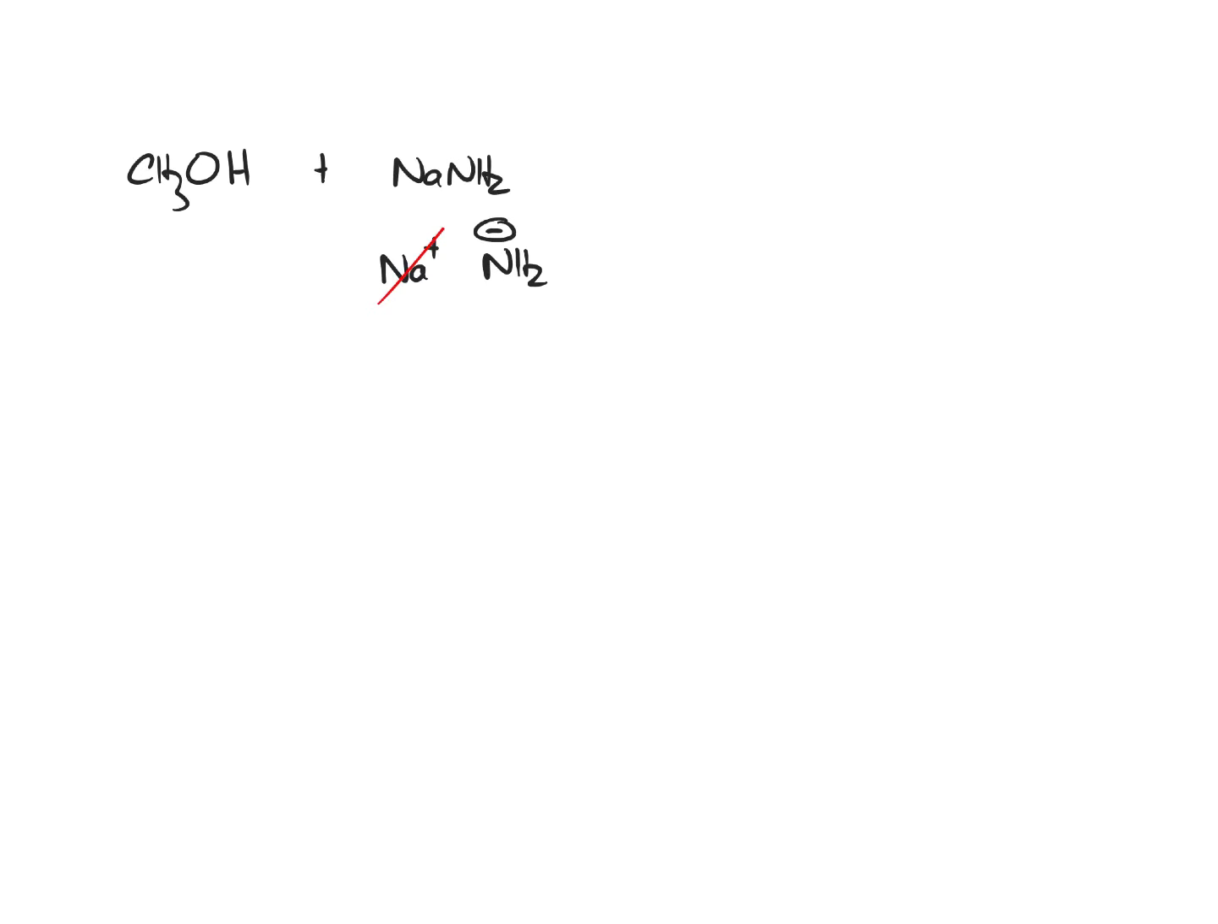For NH2 minus, if we have a nitrogen with 2 hydrogens, in order to get its octet, you should know that there are 2 lone pairs on the nitrogen. Then if you look at CH3OH, let me just draw it out a little better.